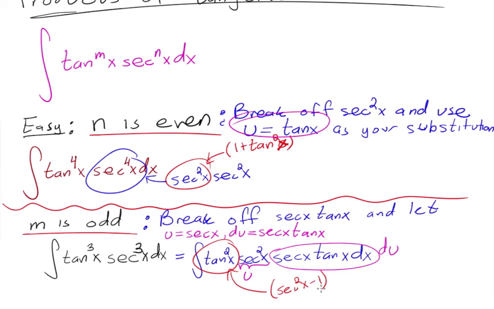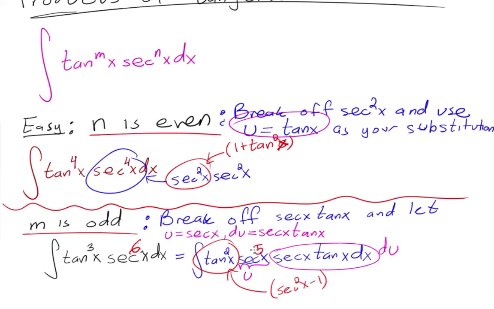Does it still work even if I change this, instead of to the fourth, to let's say 6? Would that still work? Still works, right? Because then what would happen? What would this change to? Instead of secant squared, in this case, this would be secant to the 5th. And if you do the same substitution, everything works still just fine, right?